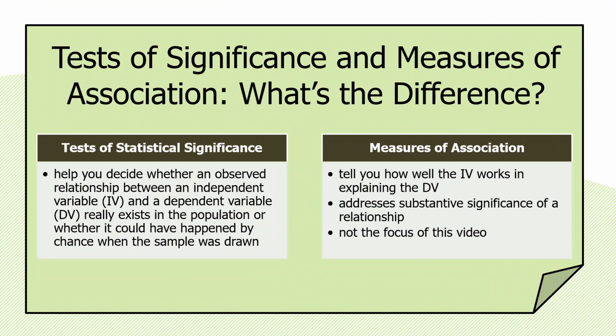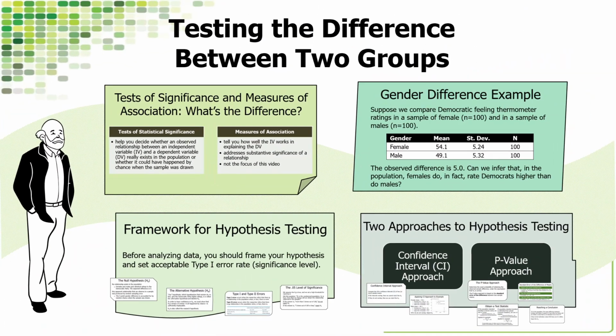Could what you have in your sample reflect what's going on in the population? A measure of association tells the researcher how well the independent variable works in explaining the dependent variable. So both these aspects of statistics come into play when you're trying to assess the significance but also the substantive strength of empirical relationships. Let's look first at statistical significance. And let's just take an example.